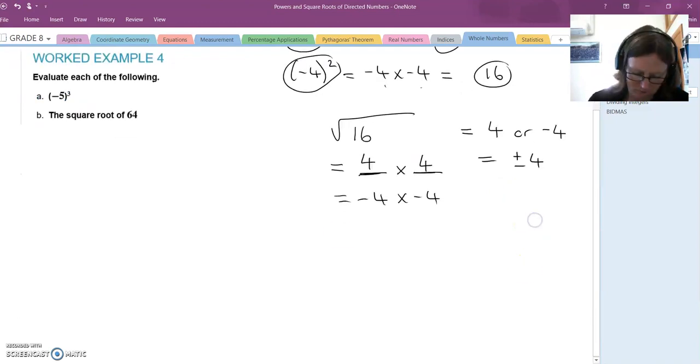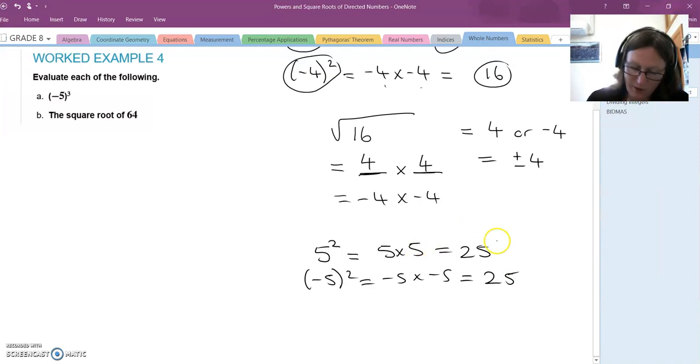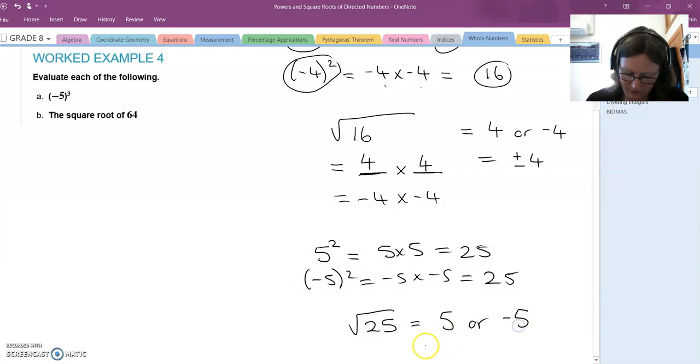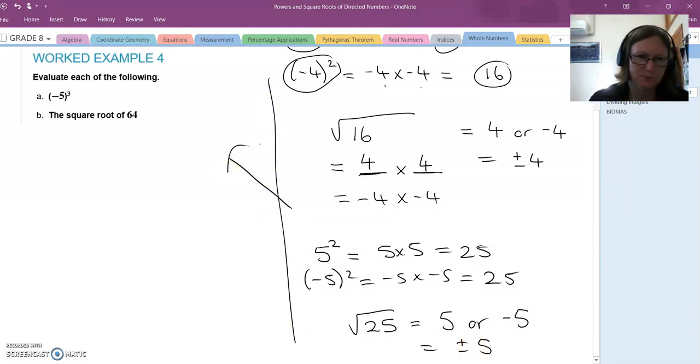Let's look at another one. If we have 5 squared, 5 times 5 gives us 25. If we have negative 5 squared, negative 5 times negative 5 also gives us positive 25. So let's look in reverse. What is the square root of 25? So what 2 things times together to give us 25? There's 2 answers. It's either 5 or negative 5. Remember, often written as positive or negative 5. That will help us later on over here.